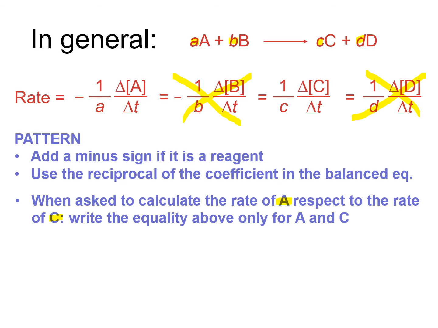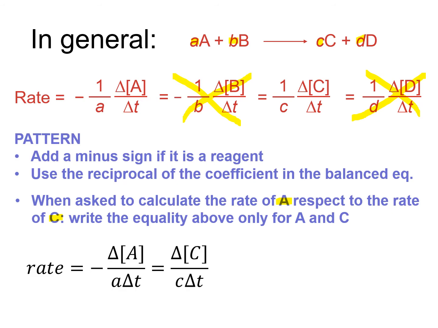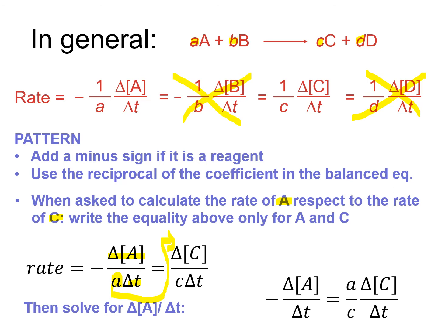The only equation that you need to write is minus 1 divided by a, times the change in concentration of A over delta t, for the rate of disappearance, is equal to this component, right? So you would write that. That's all you need. And then you want to solve for delta concentration of A divided by delta t. So you want to bring the a to the other side of the equation. So you will get that. That's how you do the math.